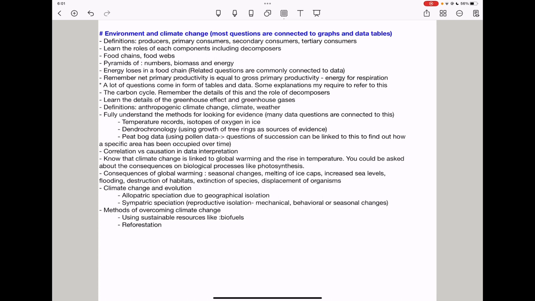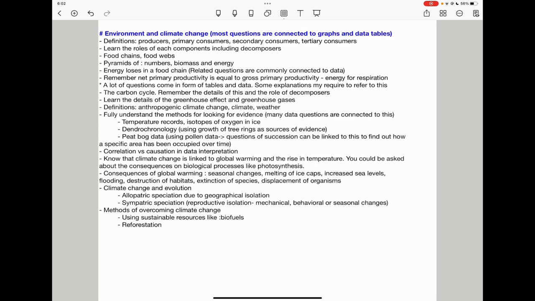Also, you need to fully understand the methods for looking for evidence. Many data questions are going to be connected to this, so they can give you temperature records. They could use isotopes of oxygen, maybe in ice cores, in order to determine the temperature records. There is evidence from dendrochronology using the tree rings as sources of evidence, as well as peat bog data.